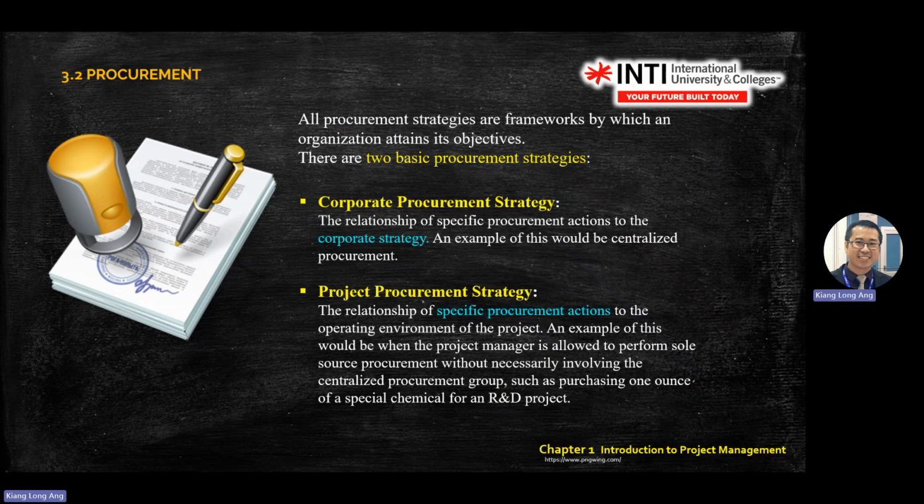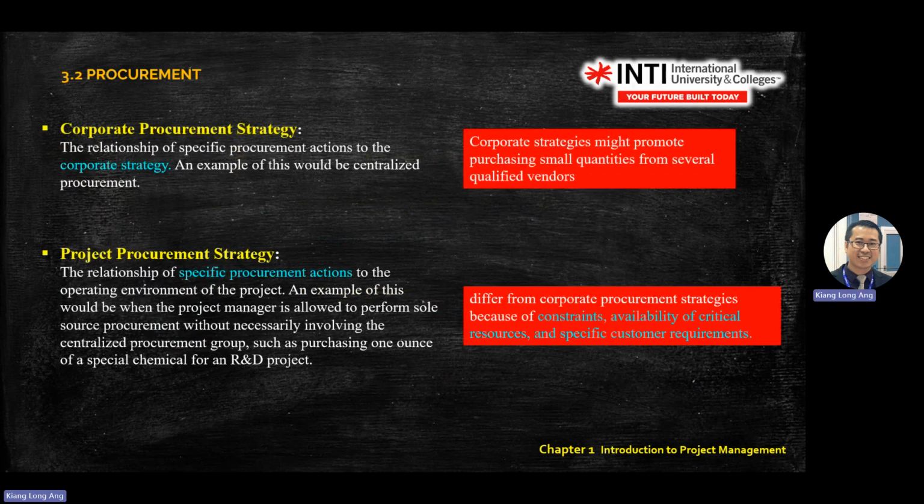If you have become a big company like Petronas, then they will adopt corporate procurement strategies because they already have everything. They go to the HQ because HQ has the previous history. They have big data to help them make decisions. But for a small startup, normally they will go for project procurement strategies, especially those in R&D. The rest you read, the information is there, read up.